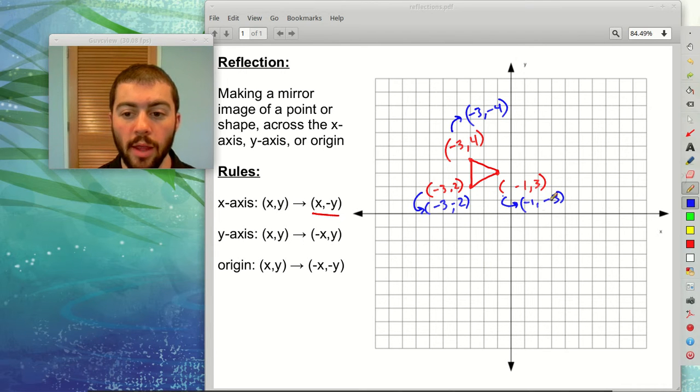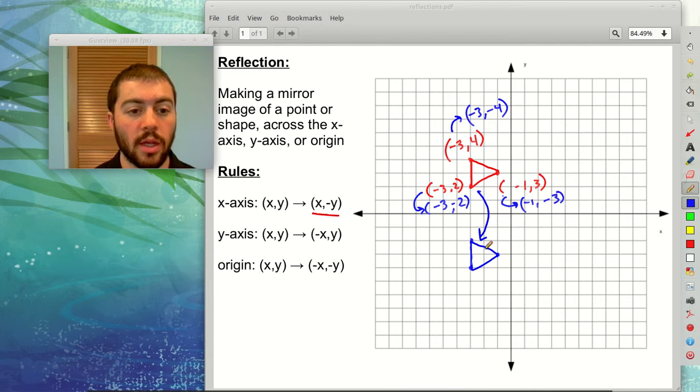So we could then plot these new points that we came up with. We have -1, -3. We have -3, -2. We have -3, -4. And we could draw our new shape by connecting our points here. And we can see this shape that we have, it's the same triangle that we started with. It's just reflected in the x-axis.